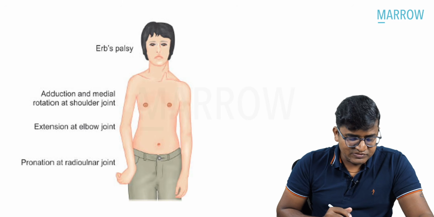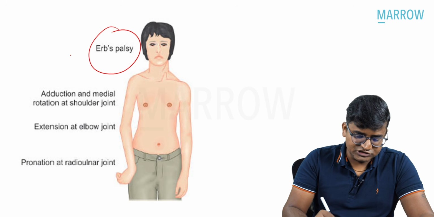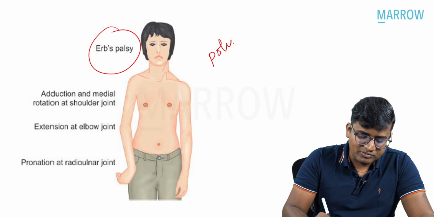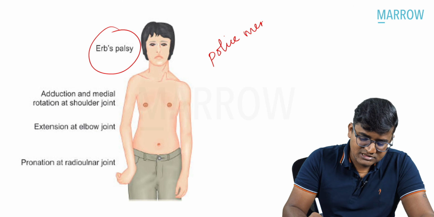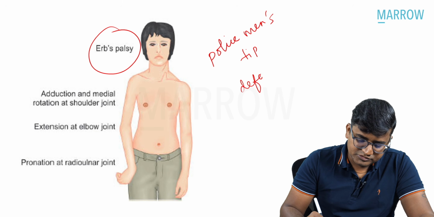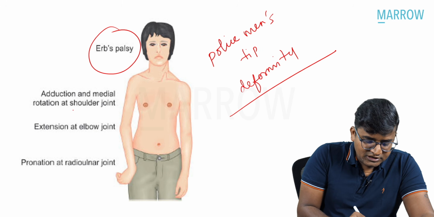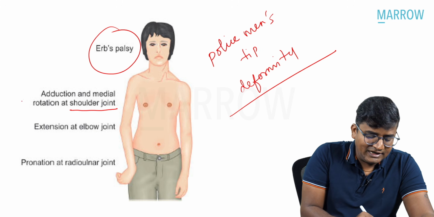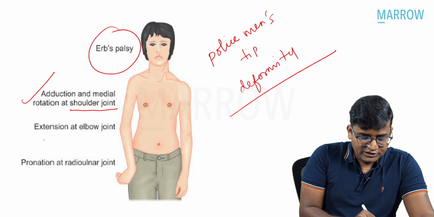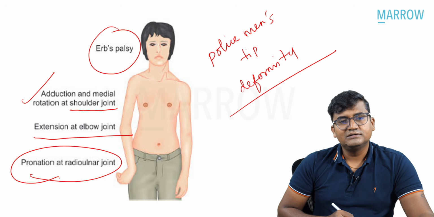Now what are the deformities we are seeing? In the case of Erb's palsy, the deformity is policeman's tip deformity. Now see the shoulder joint. The shoulder joint is adducted and medially rotated. The elbow joint is extended and the forearm is pronated.